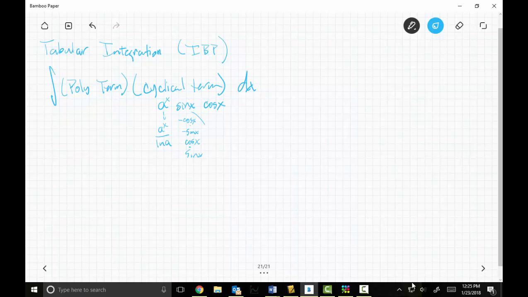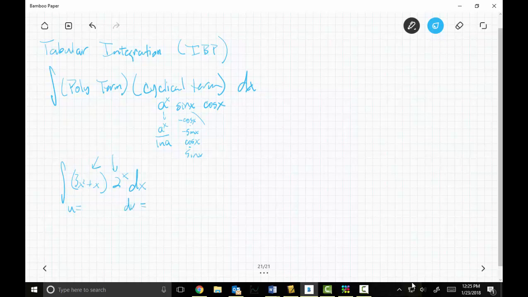Now, watch. Here's what happens. Here's where you're going to see this. Say, for example, that I want to take the integral of 3x squared plus x, and then 2 to the x dx. Now, notice that what we have is a polynomial term, and then the cyclical term. It's very useful, but the most important part is this polynomial term. Here's why. Watch how tabular works. I pick a u, and I pick a dv.